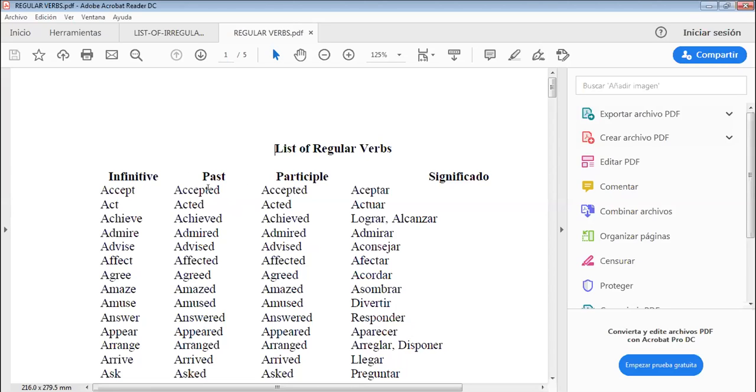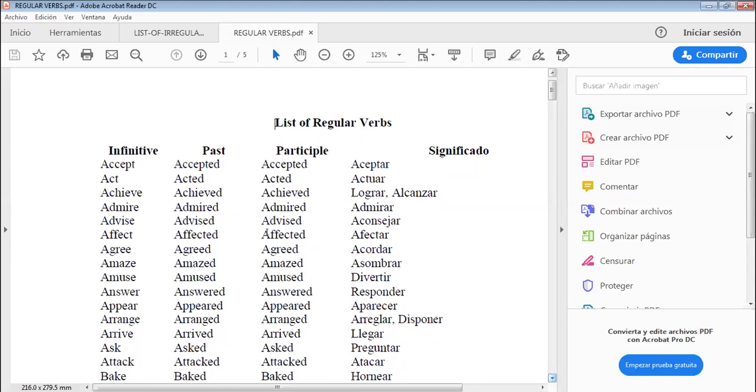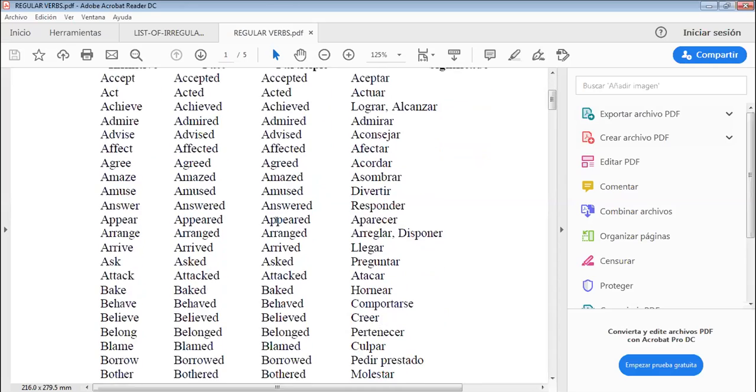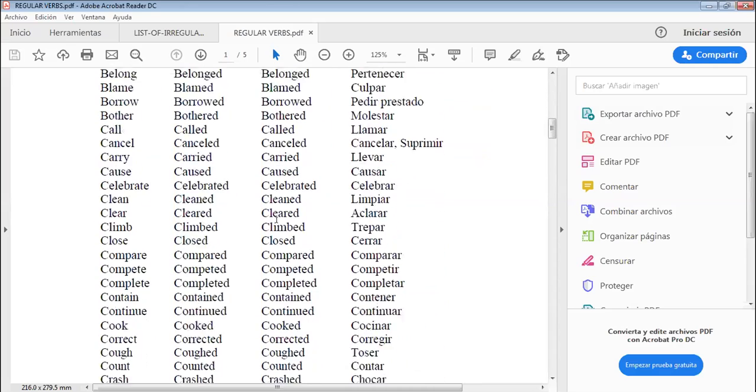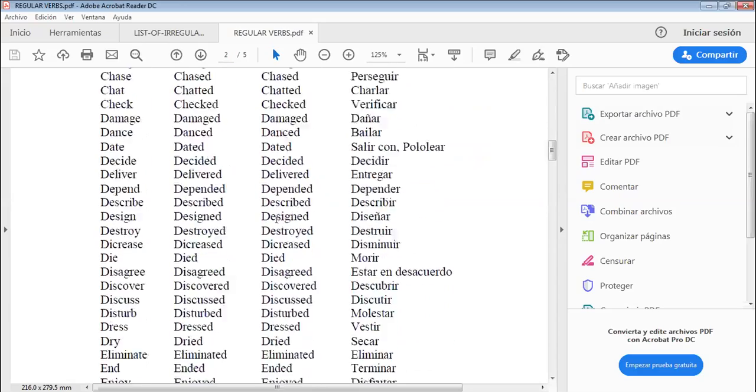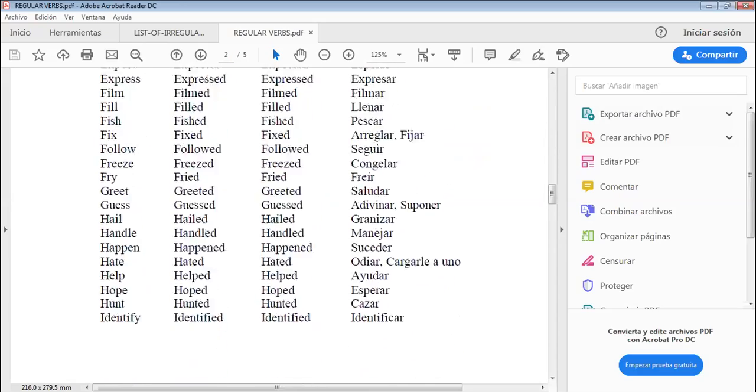But for now, what I want you to know is that regular verbs are called that because they have the same past tense and the same past participle. If you see here, it says accepted and then accepted, and the meaning, aceptar. This is a big list, and the tendency is the same: you add ed. The past is basically the same as the past participle. So we have a very big list because there are many, many of them.